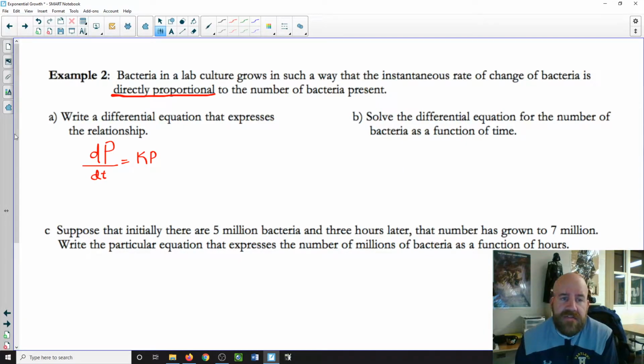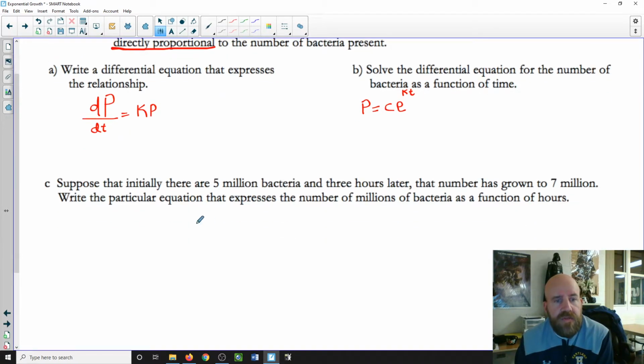And then B would be to solve the differential equation like we did in the other video, or we just remember our equation. So the equation is going to be P equals C e to the kt. That's part B. As long as we remember our equation, it's just an exponential format, something we've been dealing with since Algebra 1.